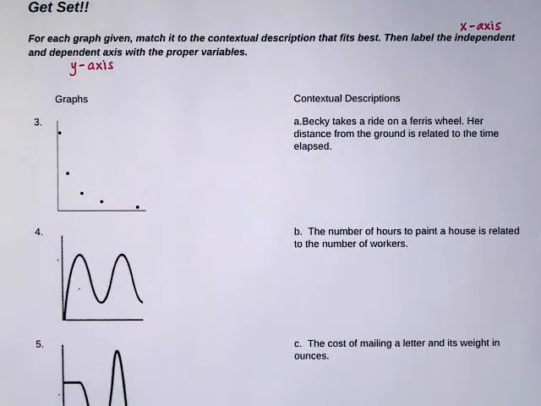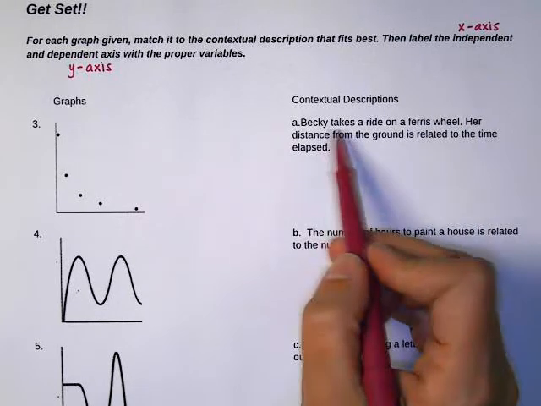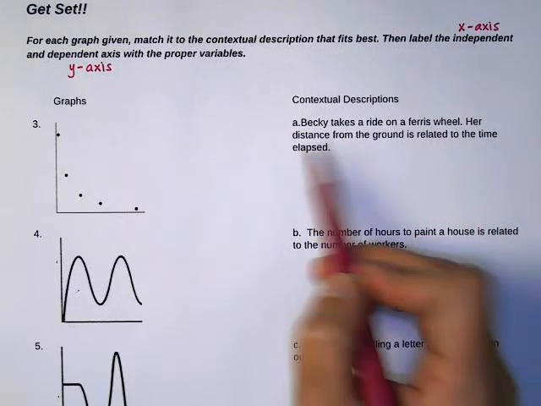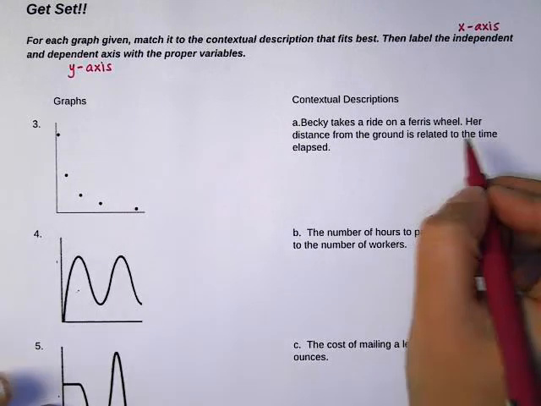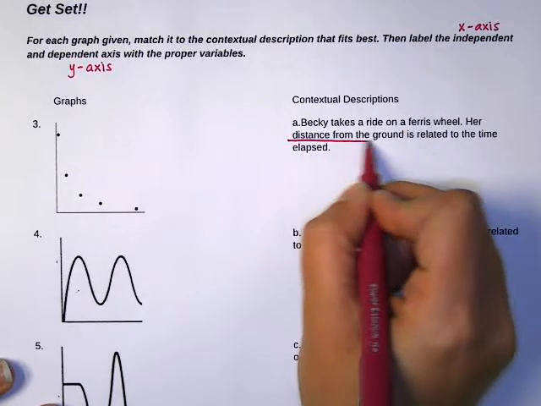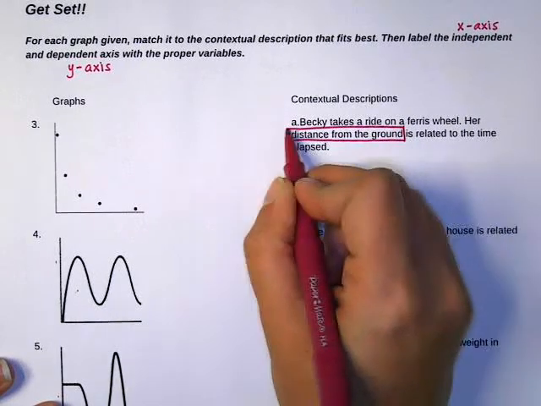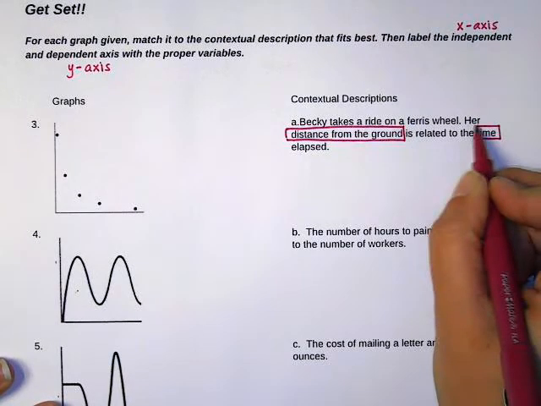So let's read the first description. Becky takes a ride on a Ferris wheel. Her distance from the ground is related to the time elapsed. Now we're going to try to figure out which of these graphs is showing us the relationship between her distance from the ground and the time that has gone by.